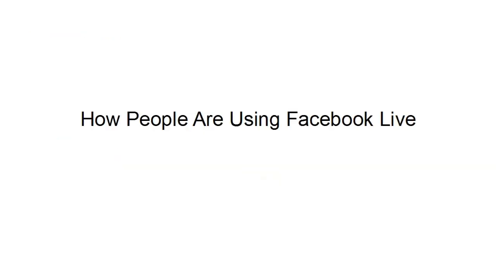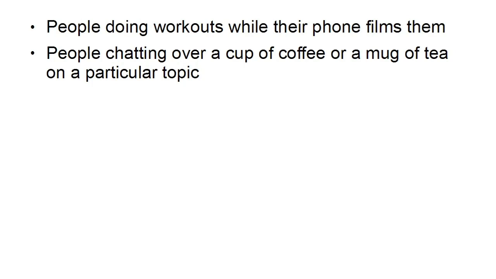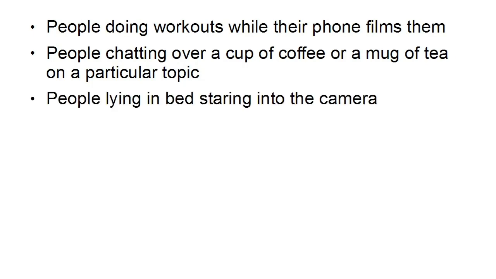So, how are people using Facebook Live? Well, if you were to tune in to a Facebook Live signal, either on your smartphone or on someone's Facebook page, you're going to see things like people doing workouts while their phone films them, people chatting over a cup of coffee or a mug of tea on a particular topic. People lying in bed just staring into the camera. It's so new. It's only been out since the beginning of 2016 that some people just simply turn it on and just see exactly what it does. So you just find people lying in bed or sitting on the sofa staring into the camera.